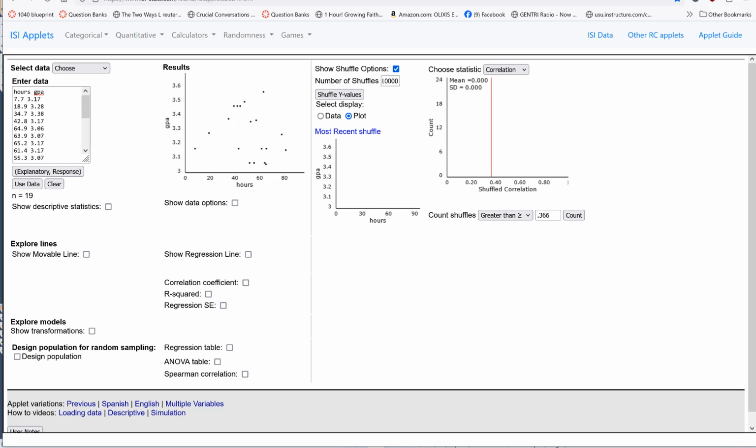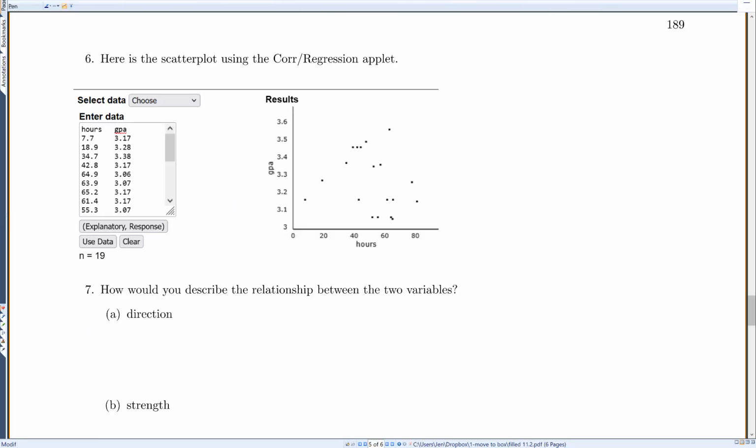We have hours on the x-axis and GPA on the y-axis. That looks right. Okay, you can see my nice data here. Let's come back to our notes. I put it down for you. You can see the applet will tell you what the sample size is. There were 19 individuals.